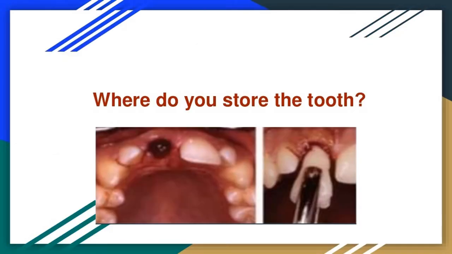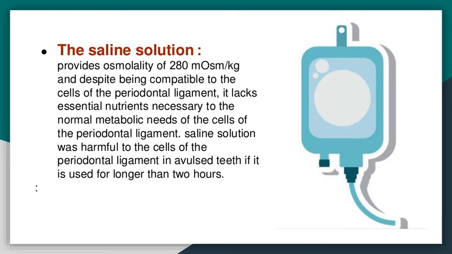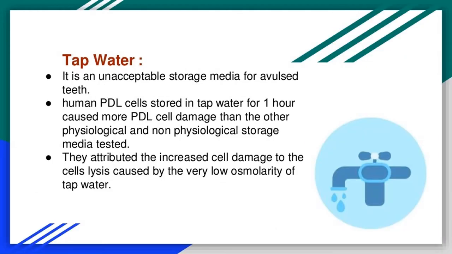5. Where do you store the tooth? 6. Saline solution provides an osmolality of 280 mOsm/kg, and despite being compatible with the cells of the periodontal ligament, it lacks essential nutrients necessary for the normal metabolic needs of the cells of the periodontal ligament. Saline solution was harmful to the cells of the periodontal ligament in avulsed teeth if it is used for longer than 2 hours. 7. Tap water is an unacceptable storage medium for avulsed teeth.